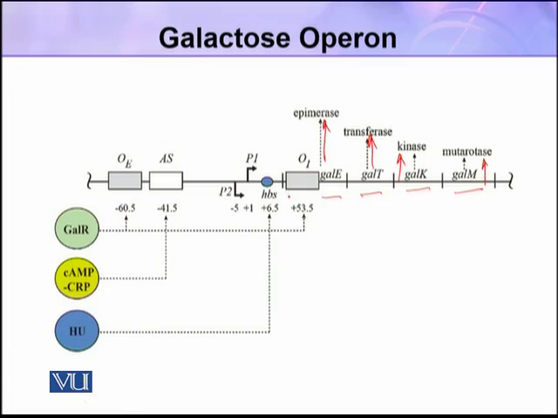This is operator GAL-OI. This is another operator, GAL-OE. This is the activator site, and these 2 are promoters P1 and P2. So GAL-R can bind here, here and here, and the cAMP-CRP complex can bind here, and this is a histone-like protein, and it can bind here. So this is the structure of the whole galactose operon.